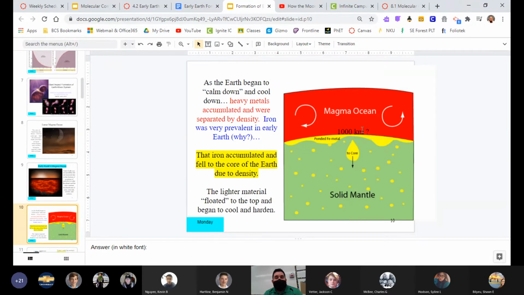As the Earth began to cool down, the heavy metals and heavy dense objects, just like anything, if you have a soup at home, things that are heavy are going to fall to the bottom, and things that are light are going to float on top. Well, Earth was basically a molten liquid, and so things were going to separate. In the center you have your heavy metals, especially iron.